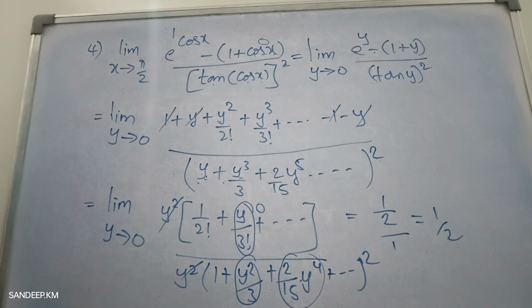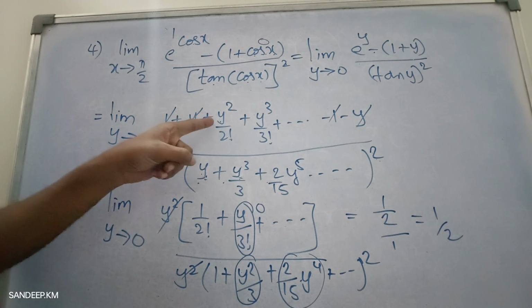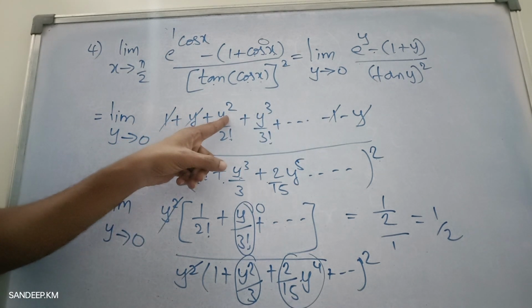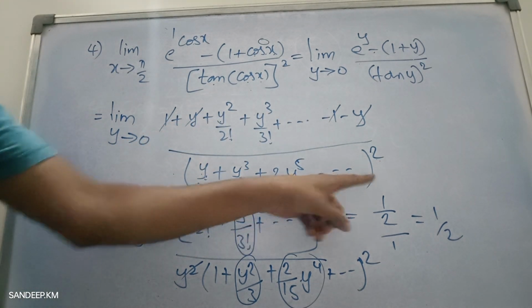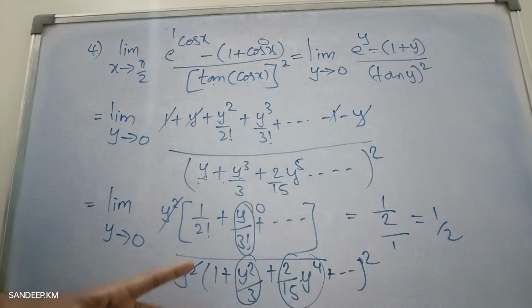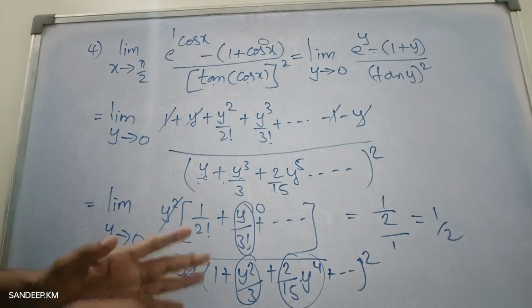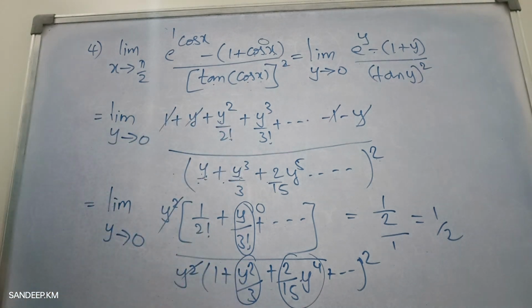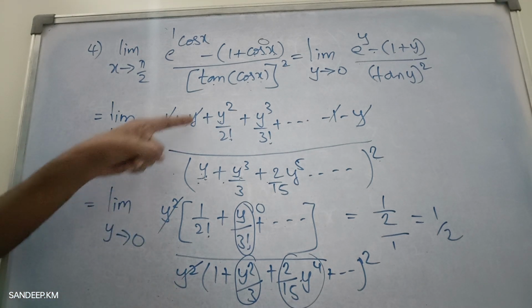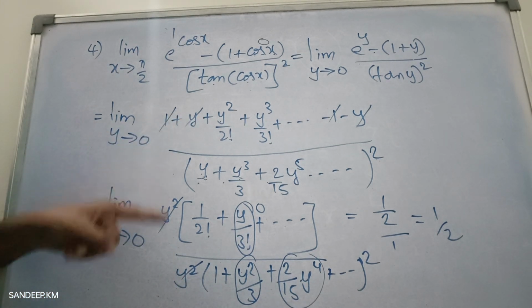Once again, I am repeating. The least power of y in the numerator is y square. The least power of y in the denominator is also y square. Now except those two, the remaining terms are negligible because they will automatically become 0. So sometimes I can directly write the answer. By practice, you will also write the answer directly. After getting this step, we can skip this step.